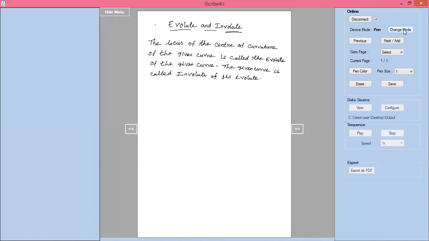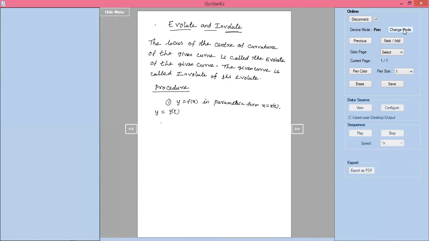Right. How do you simplify these involute and evolute problems? Now I'll give the procedure to solve these evolute and involute problems. First step, y equal to f of x, in parametric form, x equal to x of t, y equal to y of t.